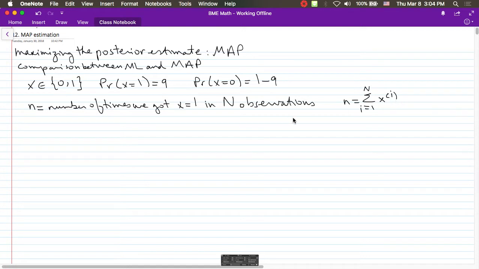And in one of our earlier lectures, we found that the expected value of n is just N times q, where q is the probability of it being equal to 1. So if you observed it capital N times, the probability of x equaling 1 times N is the expected value of little n. And we also found that the variance of that was capital N q (1 minus q).